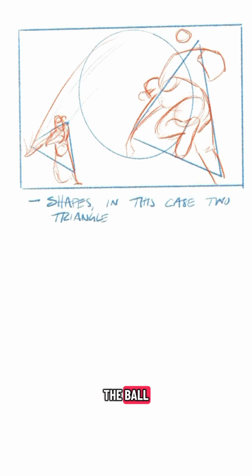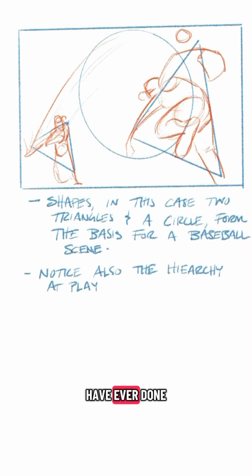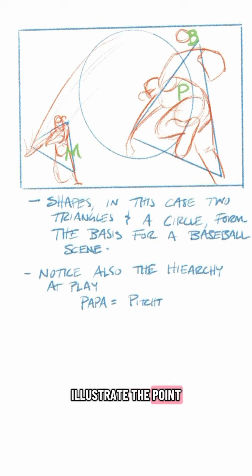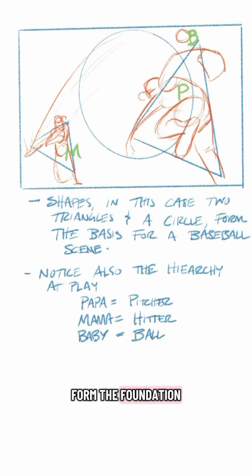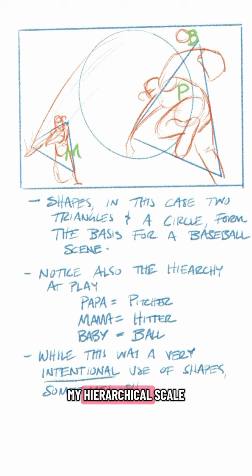So I'm going to throw together this very quick composition, and you can see I've dropped in two triangles and a circle for what is going to be really a baseball scene. We see the pitcher hurling the ball, the hitter whacking the ball, and then the ball carrying the arc of the circle back through. Clearly not the best drawing I have ever done, but this is really to illustrate the point that shapes can form the foundation for what we are drawing. And I've also managed to include my hierarchical scale of Papa Mama Baby Bear in there.